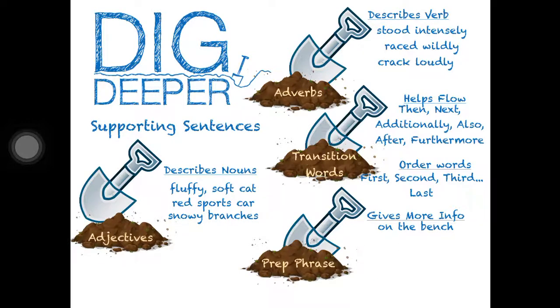Okay, on the bench. So, can a squirrel go on the bench? Yes. So we know that that's a prepositional phrase. If we add this prepositional phrase to our first adjective example and our first adverb example, then we'll have a nice full sentence here. The fluffy soft cat stood intensely on the bench.